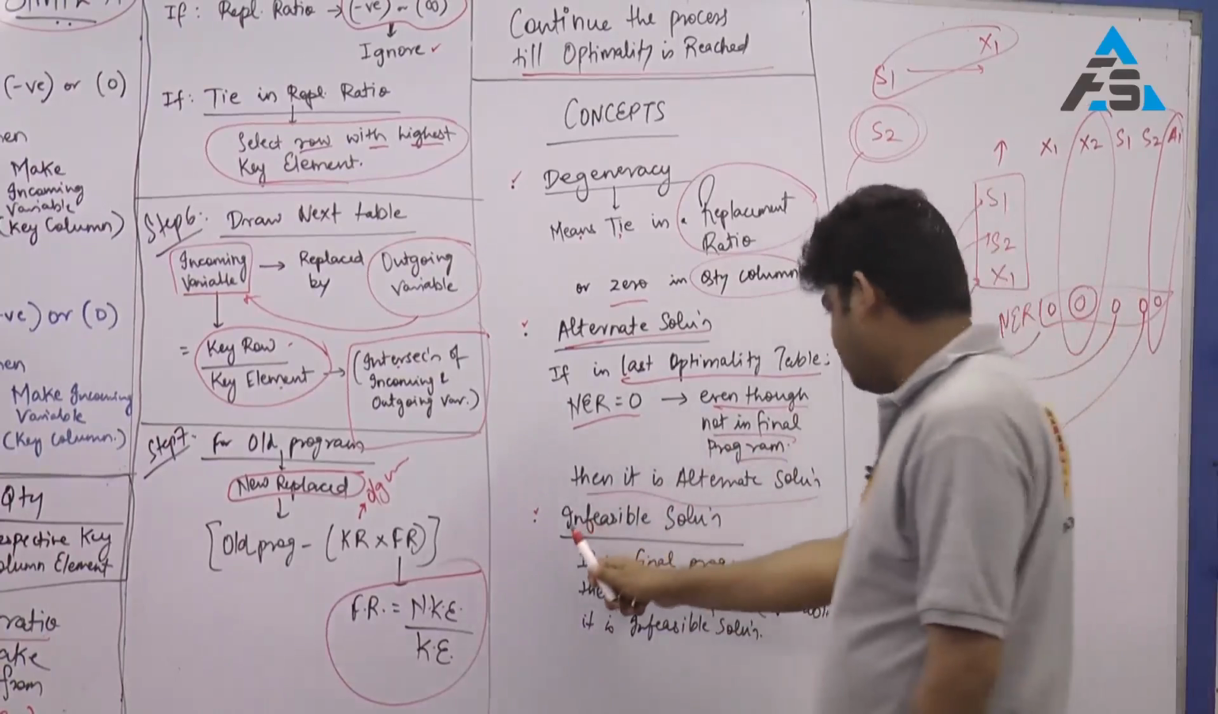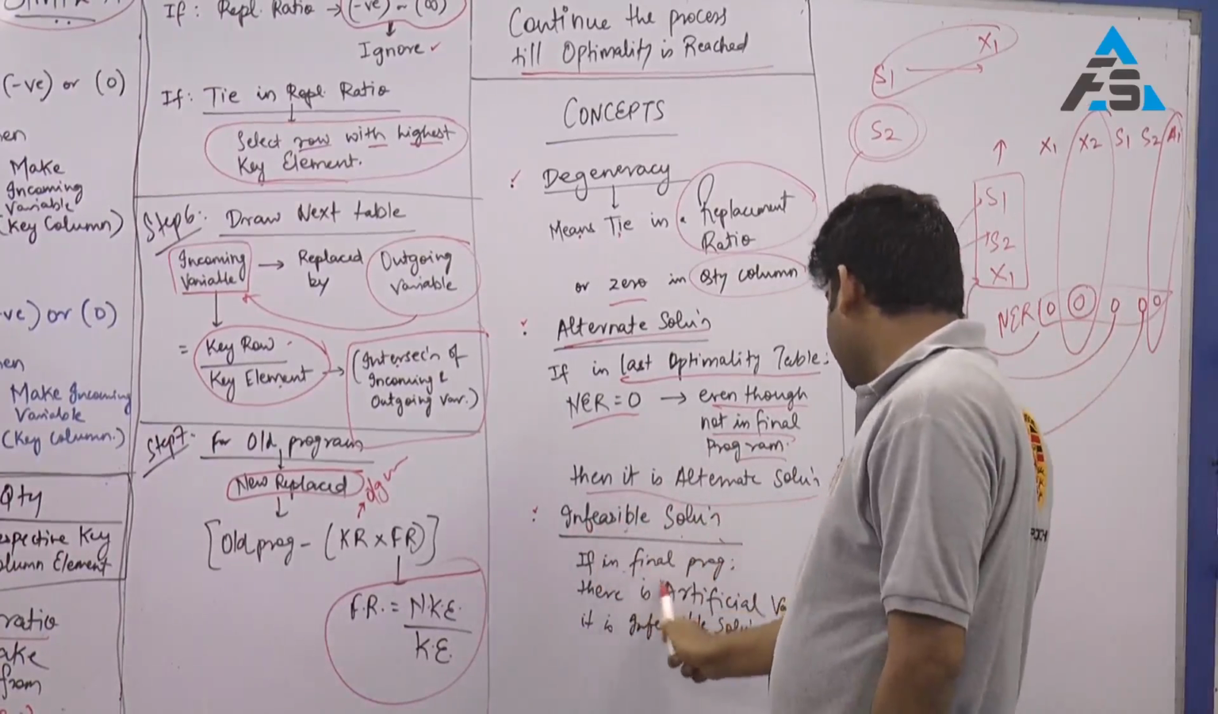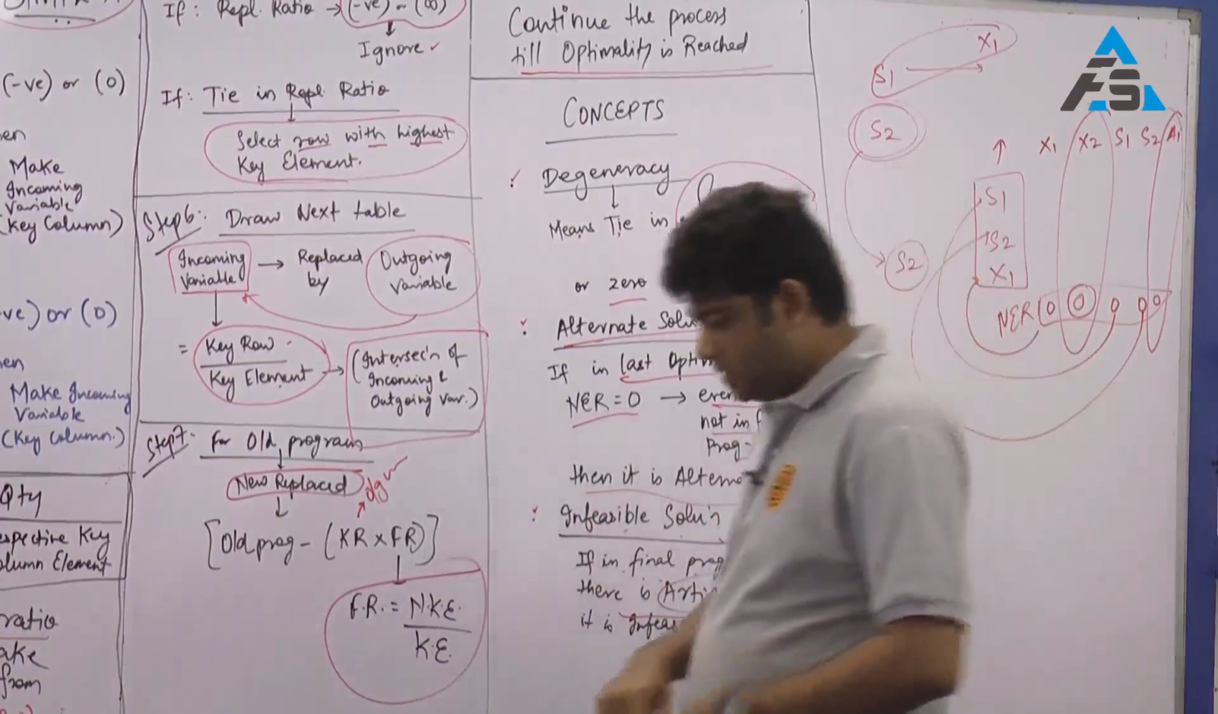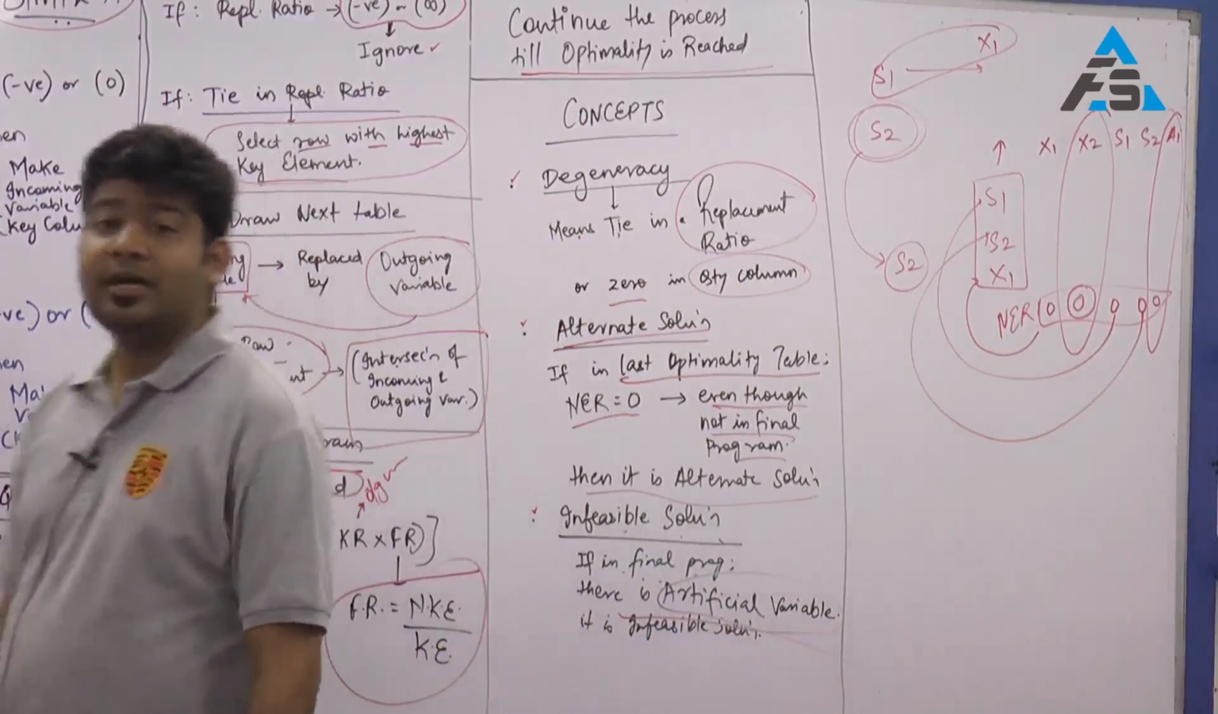And the last concept, infeasible solution. If in the final program there is an artificial variable, we will say that the solution is infeasible.